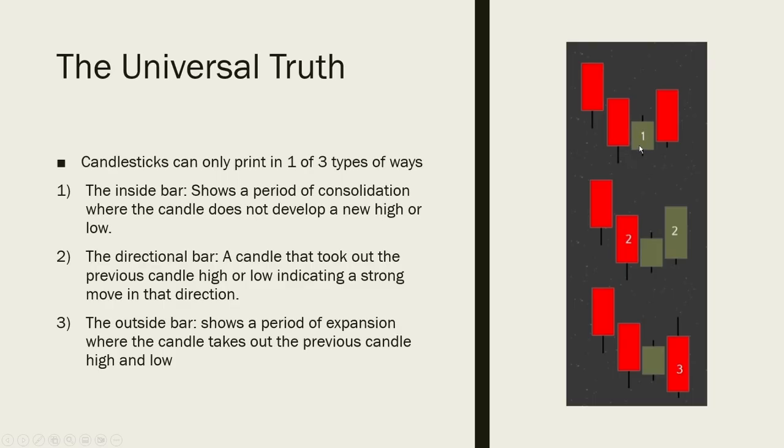An inside candle, again, shows an area of consolidation. It shows an area of tightening where, inside that period of time, neither buyers nor sellers had control of price action, right? It was just a sideways print. So that's the first type of candlestick that can form.